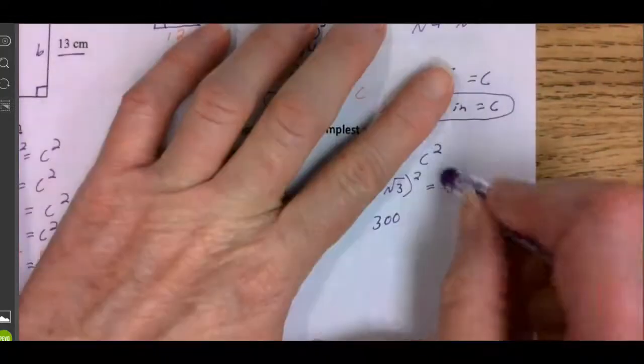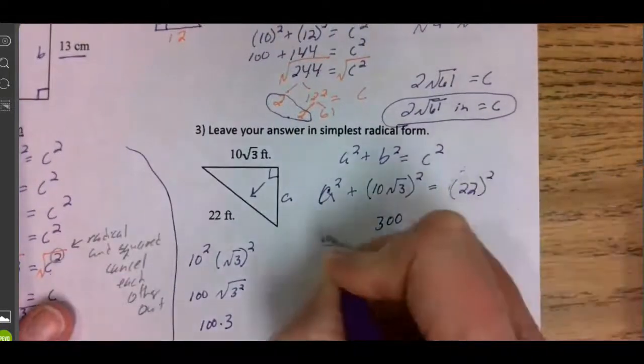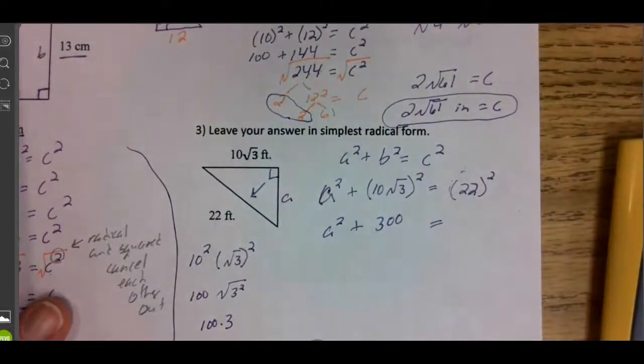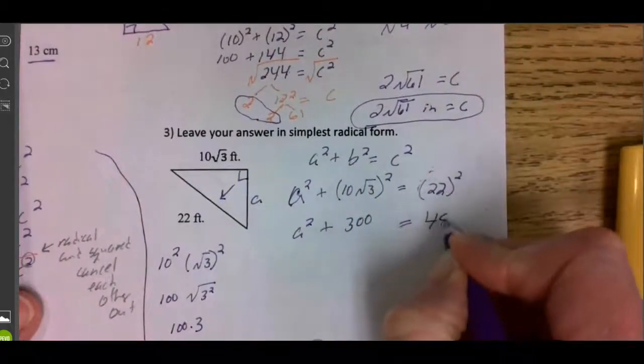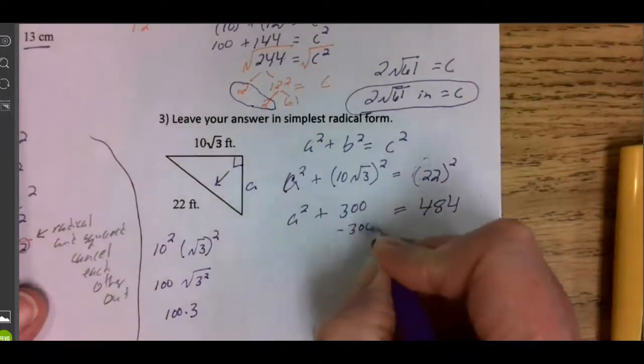Oh, hey, look at this. I forgot to plug in C. C is 22. Okay, 22 squared. I'm going to use my calculator. Whoops. 22 squared. 484. Okay, now subtract 300.